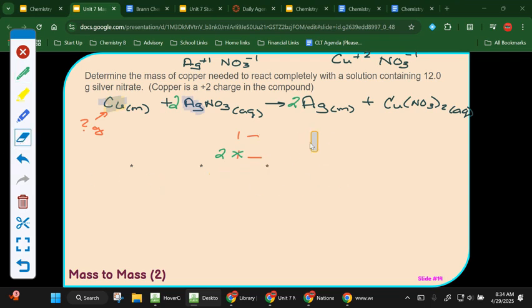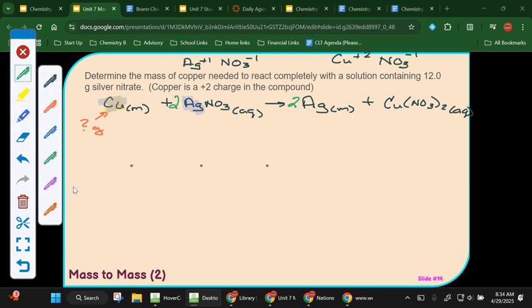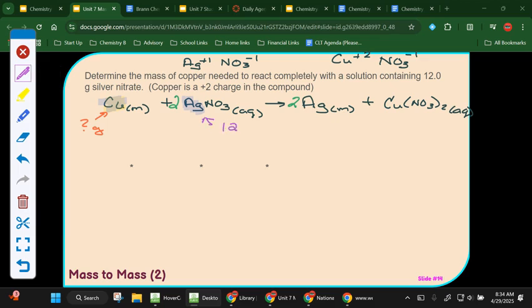Wonderful. So now, ladies and gentlemen, let's finish up with what I started. I'm looking for, in the end, to know the grams of copper. What am I given? What number am I given and what is it for? Daniel. In this problem, I'm given a certain amount of something. What am I given the amount of? How much? Perfect.